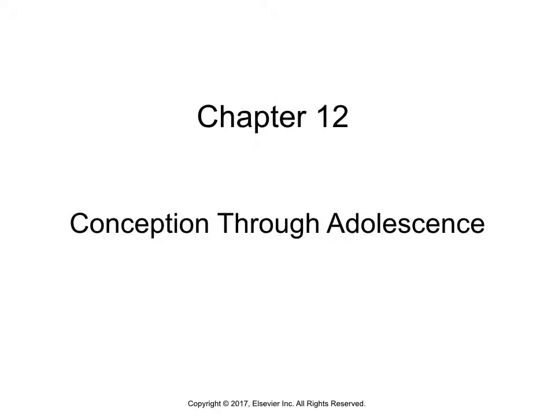Chapter 12, Conception through Adolescence. A developmental perspective helps nurses understand commonalities and variations in each stage and the specific impact they have on their patient's health. Understanding normal growth and development will help you predict, prevent, and detect normal expected patterns, as well as any changes in those patterns.